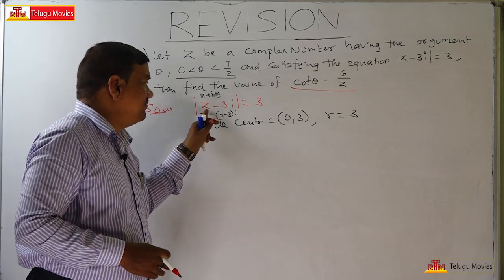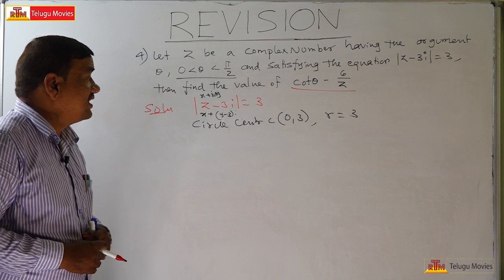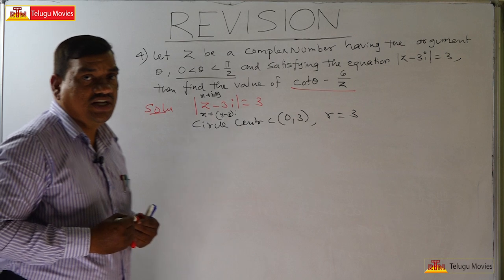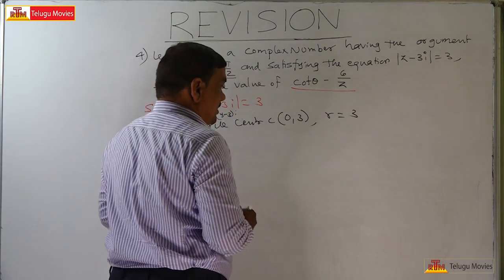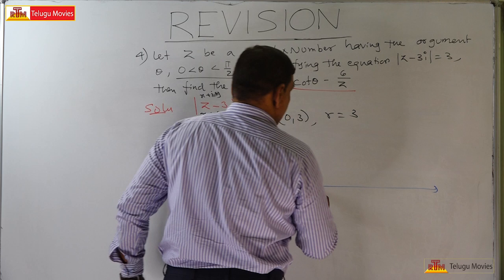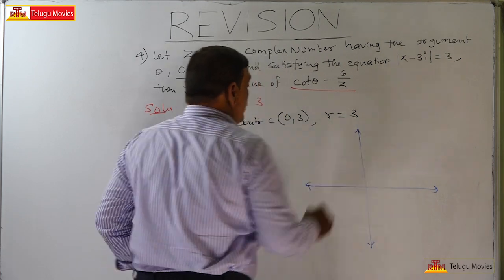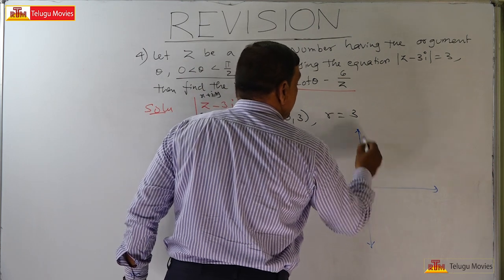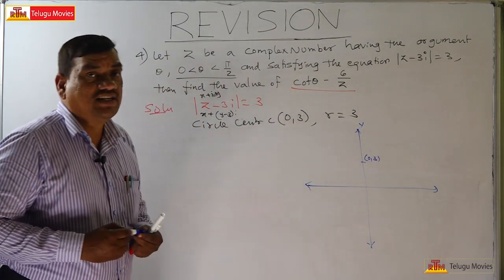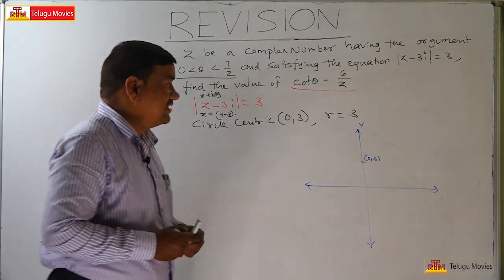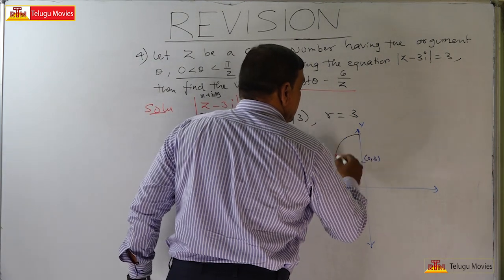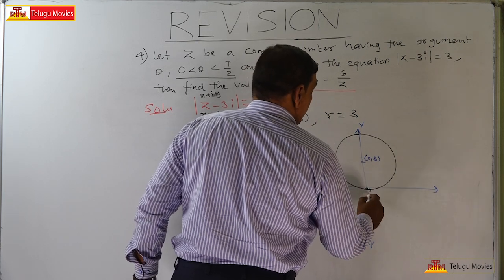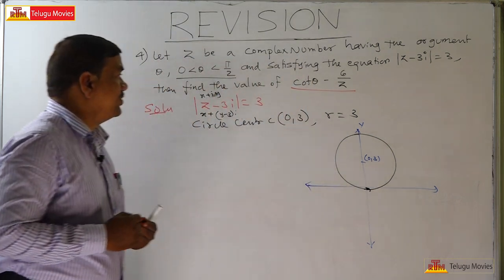Whenever you see this equation, this is a circle with the center 0 comma 3, radius r is equal to 3. Now let us draw that circle. Center 0 comma 3 means it lies on the y axis, and the radius r is equal to 3 means it touches the x axis at the origin.